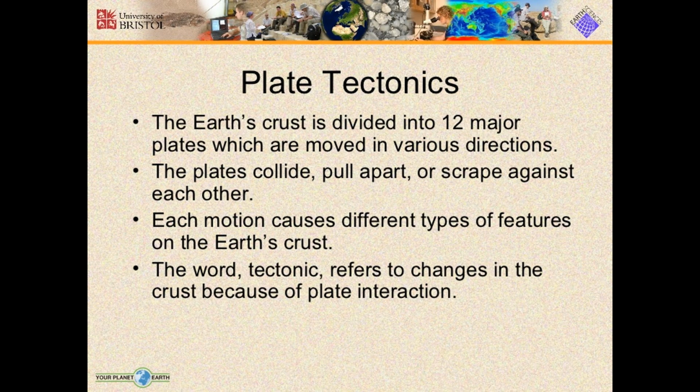Then we go into plate tectonics. The Earth's crust is divided into 12 major plates which are moved in various directions. The plates collide, pull apart, or scrape against each other. Each motion causes different types of features on the Earth's crust. The word tectonic refers to changes in the crust because of a plate interaction.